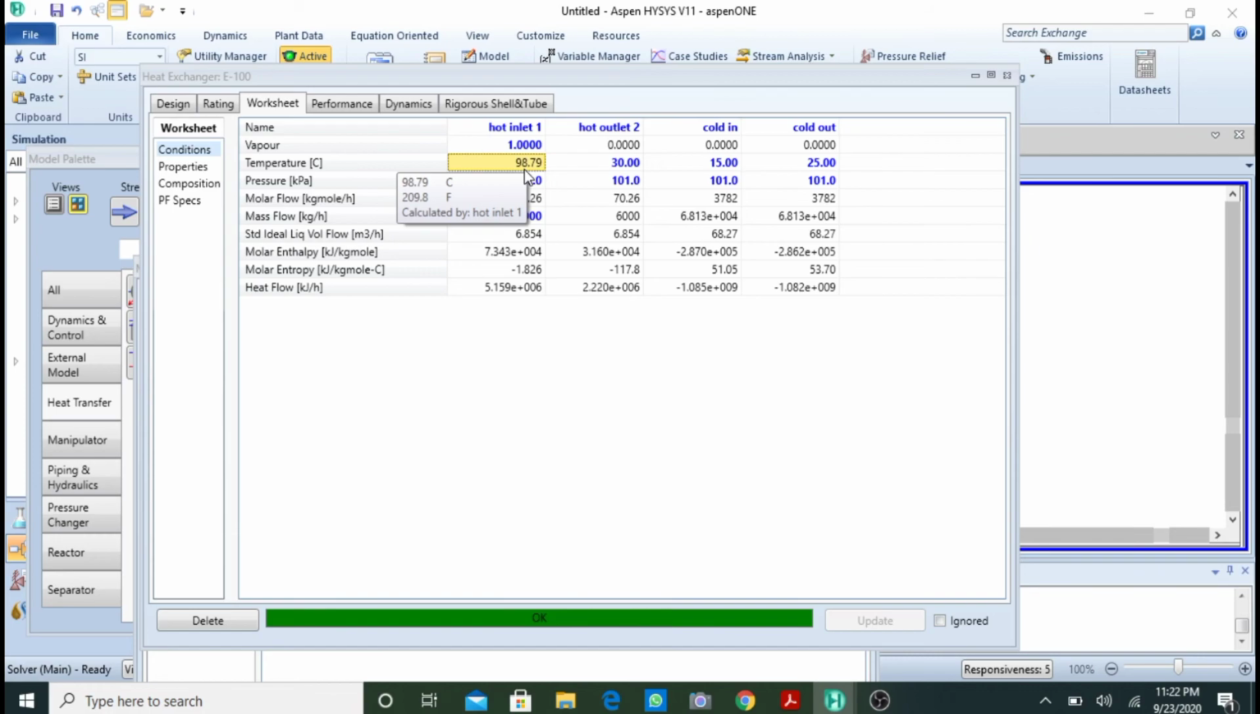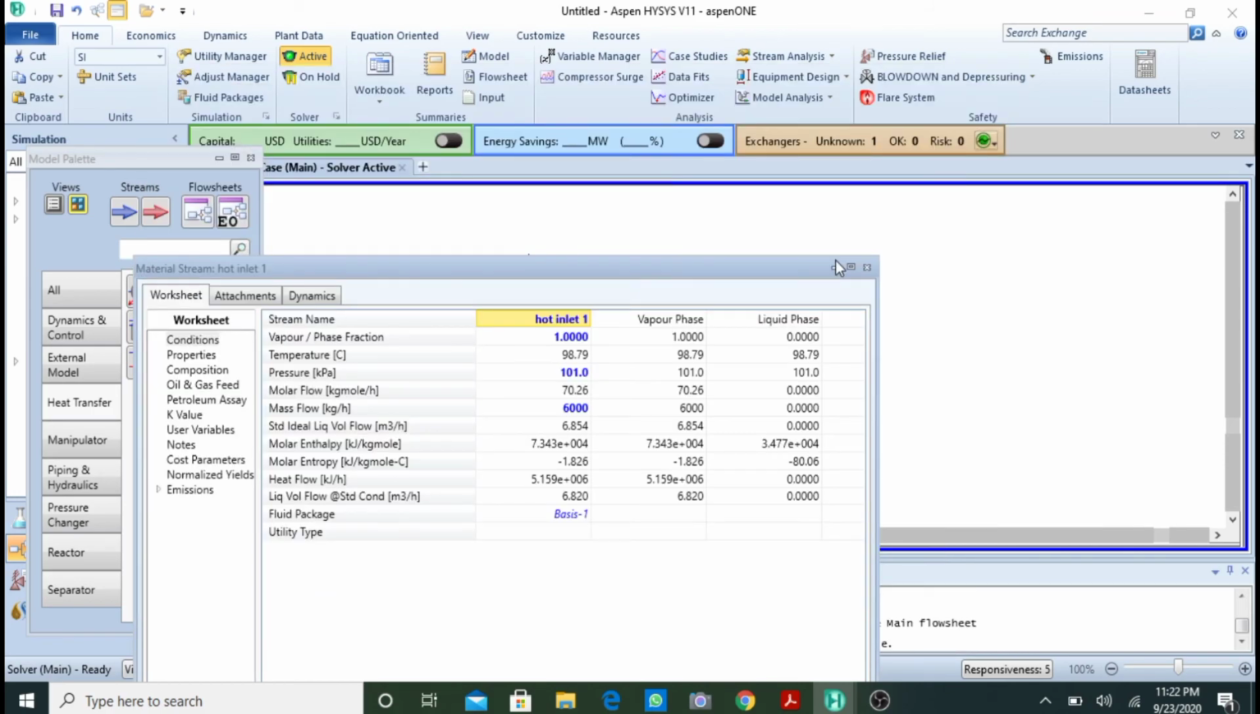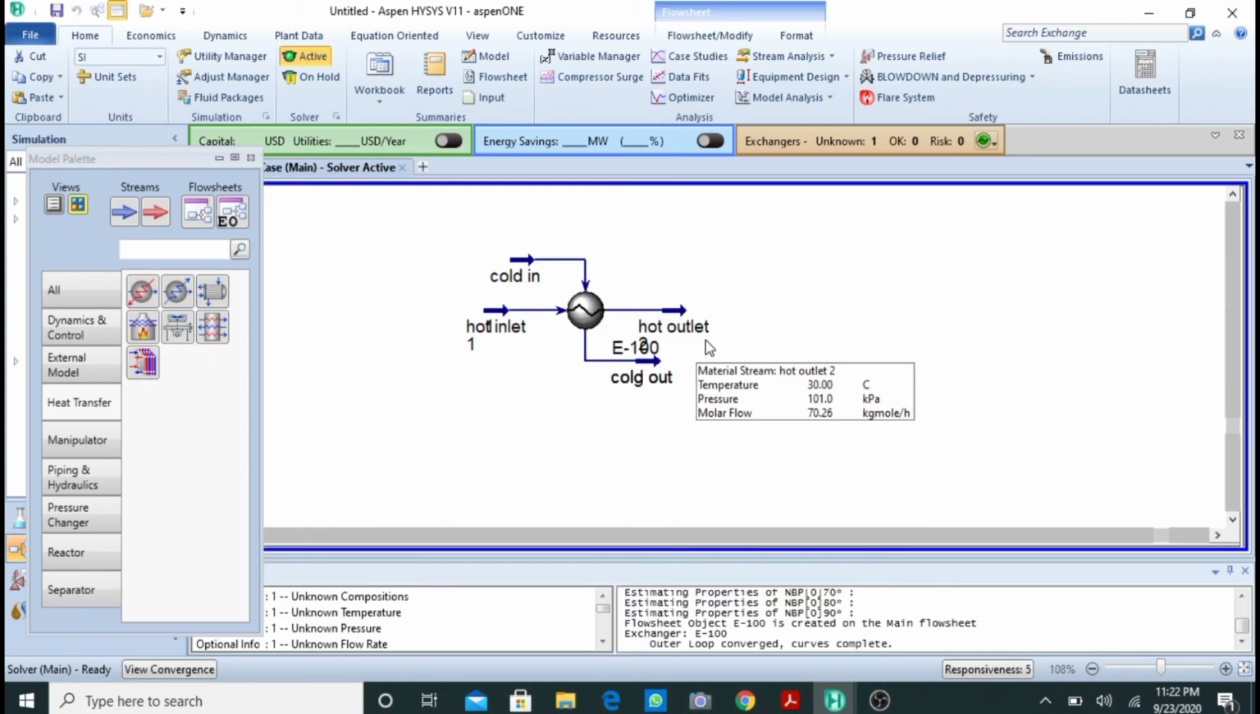I hope you like the video. In this video I explained how we can simulate a heat exchanger with the help of a problem in Aspen Hysys. In the next video I will show you the detailed shell and tube rigorous analysis. In this rigorous shell and tube analysis, we will see how heat transfer coefficients are taken into account while designing the shell and tube heat exchanger.